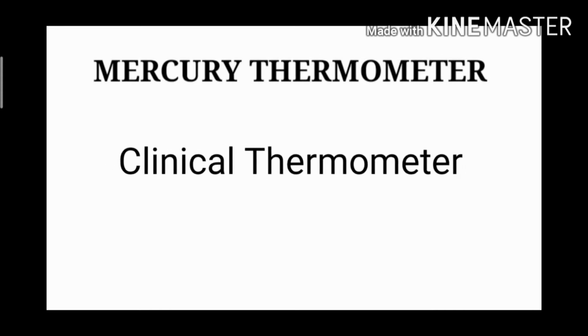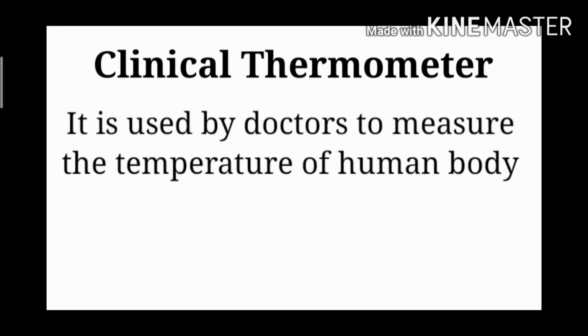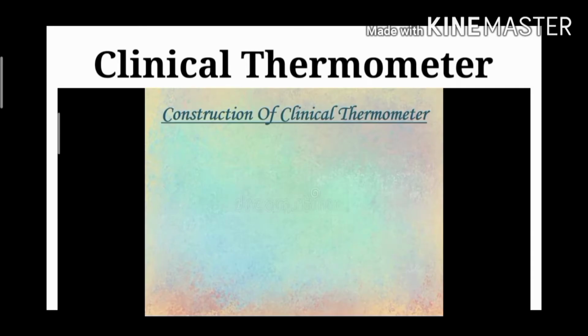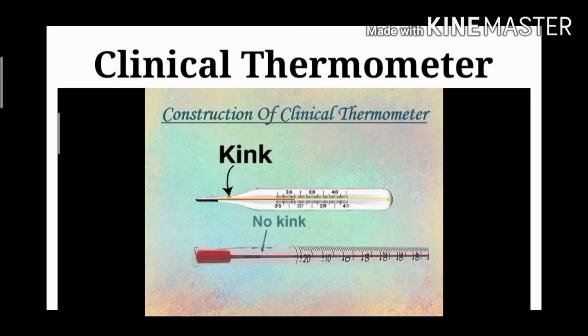These mercury thermometers are divided into two types: clinical thermometer and laboratory thermometer. Clinical thermometer. Clinical thermometers are used by doctors to measure human body temperature. In this thermometer, mainly we observe the kink, which prevents the fall of the mercury and which is not present in the laboratory thermometer. The clinical thermometer has readings from 35 degrees Celsius to 41 degrees Celsius.